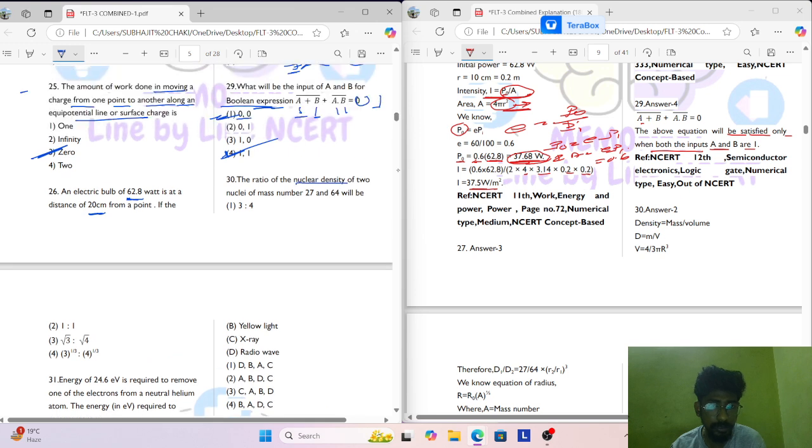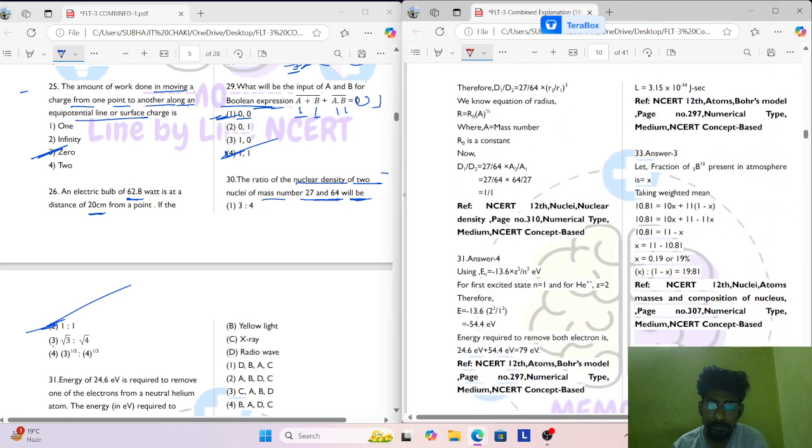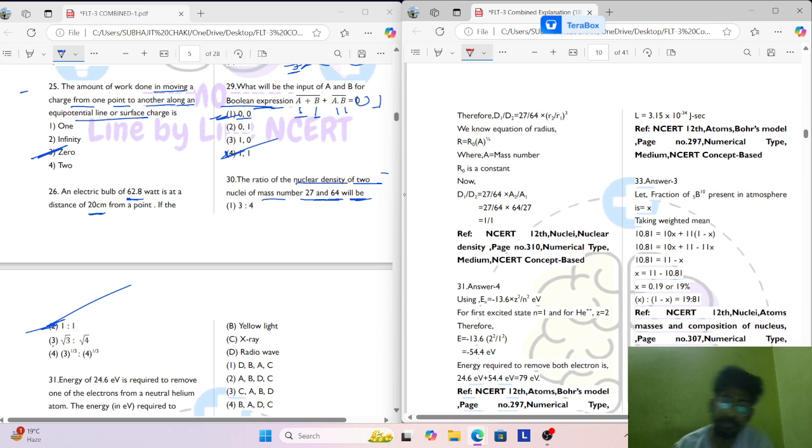The ratio of the nuclear density of two nuclei of mass number 27 and 64 will be 1:1. The nuclear density doesn't depend on the mass number, so therefore the ratio will be 1:1. You can directly say this is 1:1.